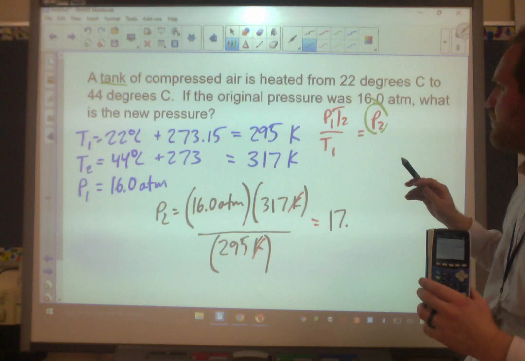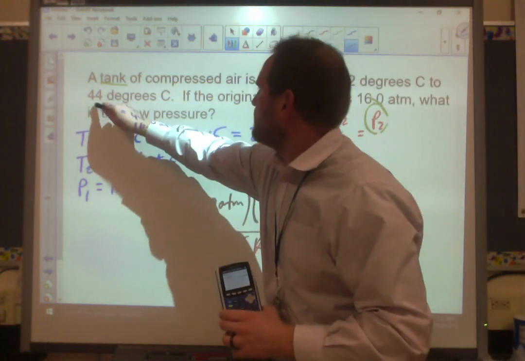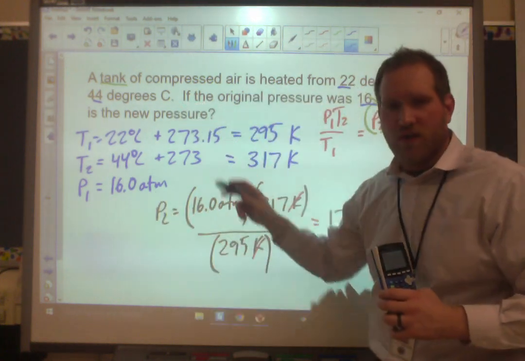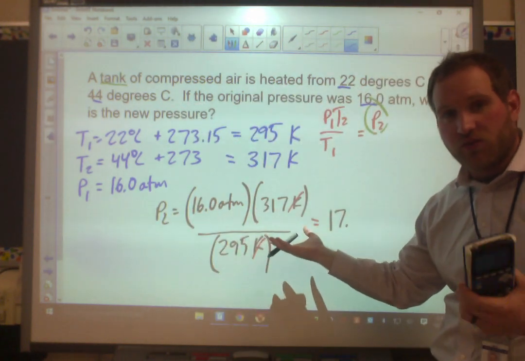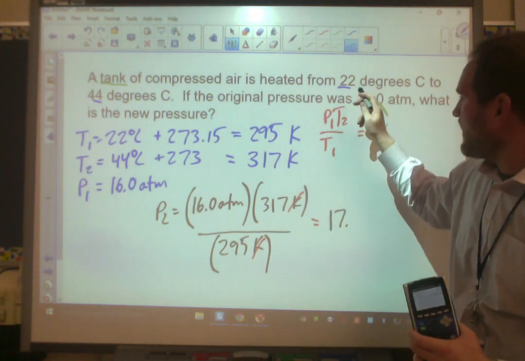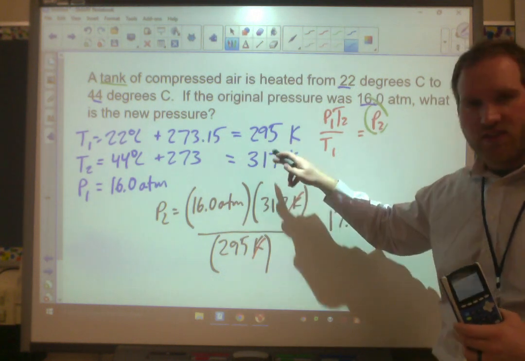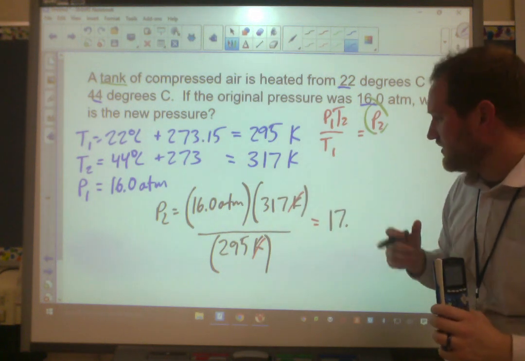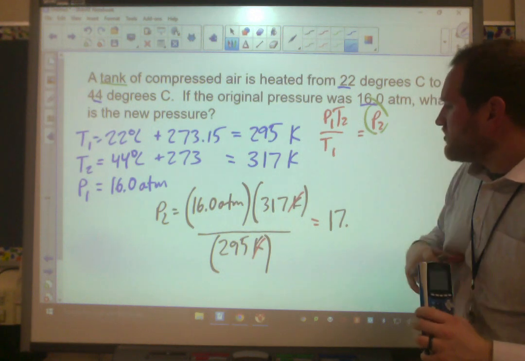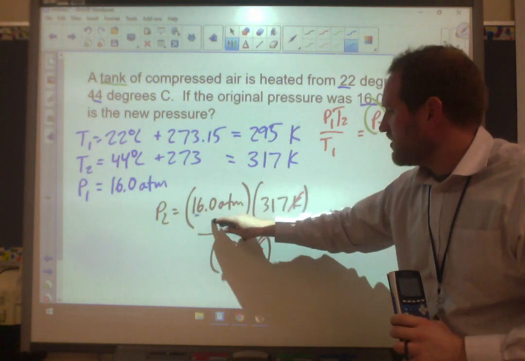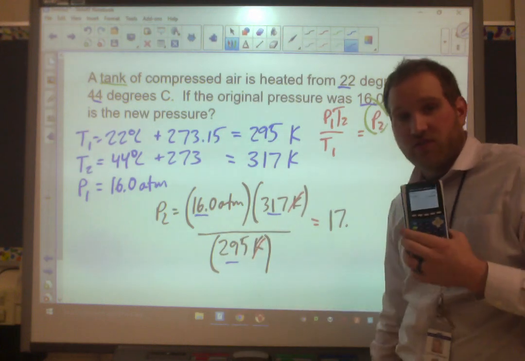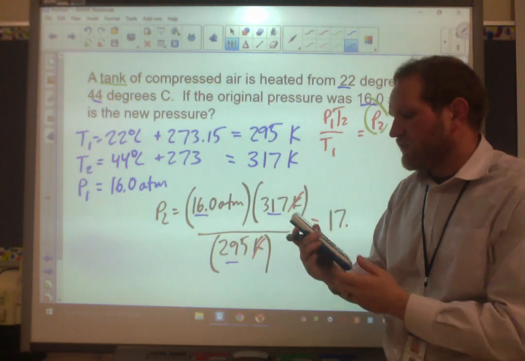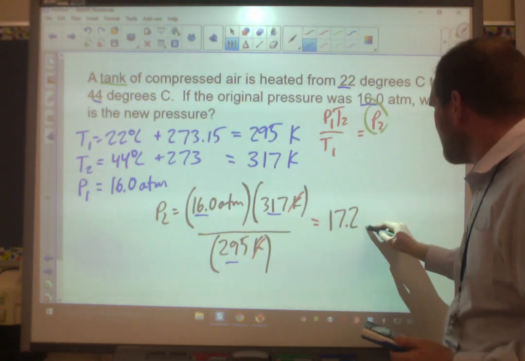Let's look at sig figs here. Now, this is a little tricky because in the problem, I see 2 sig figs here, 2 sig figs here, and 3 sig figs here. But did we actually use 22 and 44 in our equation here, when we multiplied and divided? No. We turned these into Kelvin, and the Kelvin temperatures had 3 sig figs, which sometimes happens when you add or subtract. You can add or remove sig figs, and that's the right way to do it. So notice, we actually used 3 sig figs, 3 sig figs, 3 sig figs. Your answer needs to be in 3 sig figs. So 17.19 is going to become 17.2, and my unit is atm.